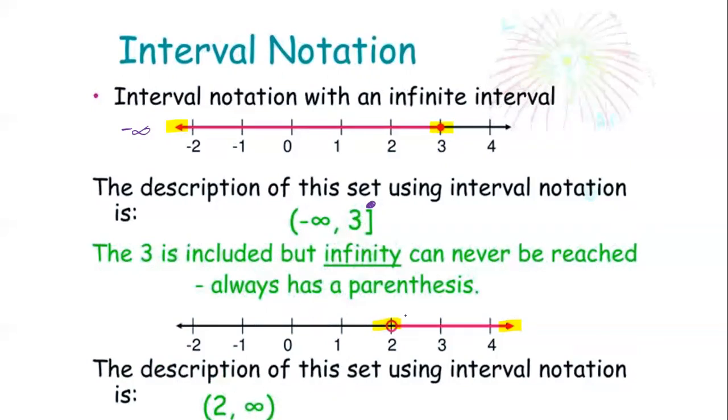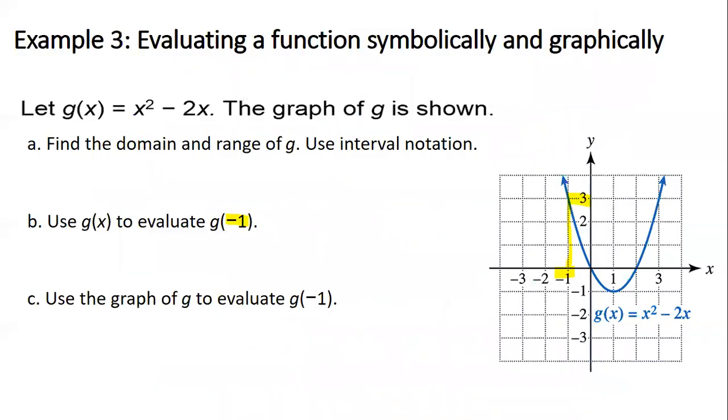When you're going forever to the right, that is positive infinity, right? So when I read from left to right, because that's how we read, I start at 2 and it's an open circle, so it's parentheses, and I end at infinity, so it's parentheses because you cannot contain infinity. All right, let's do some examples.